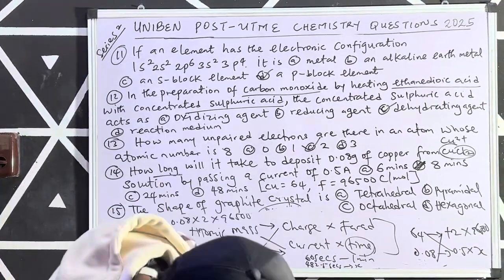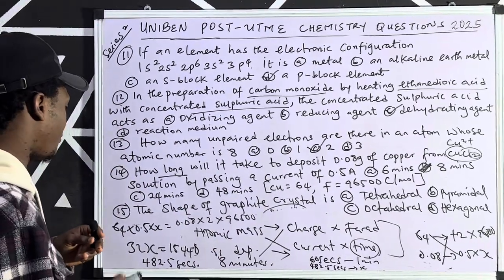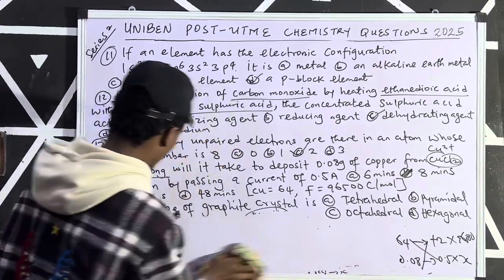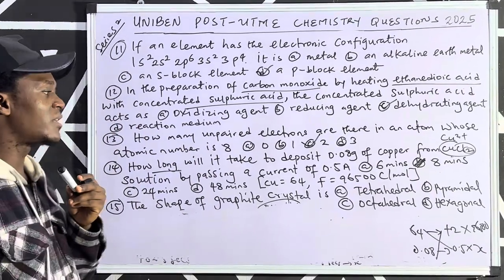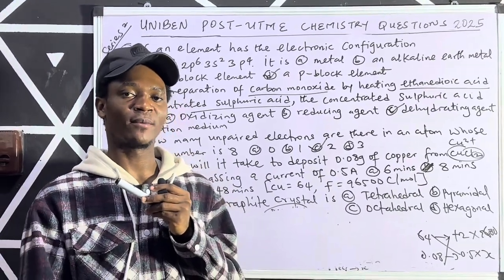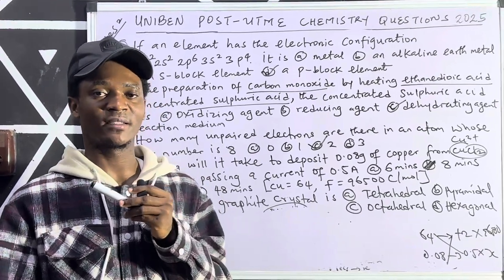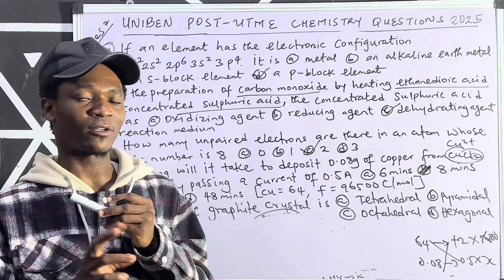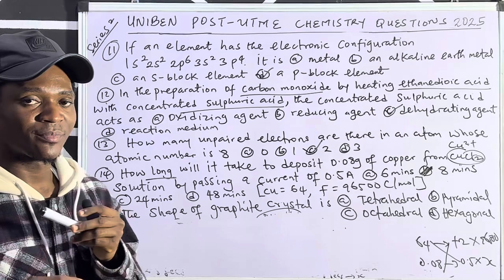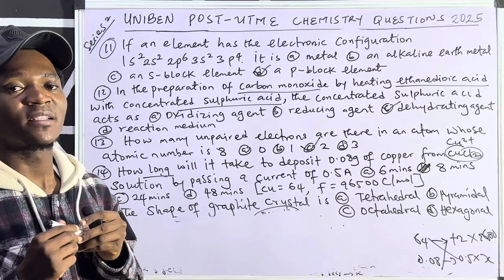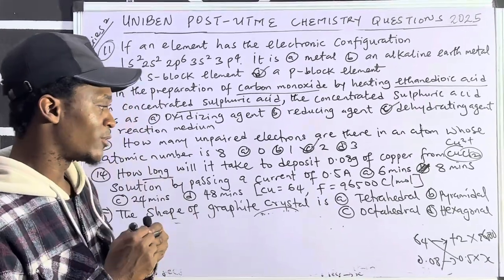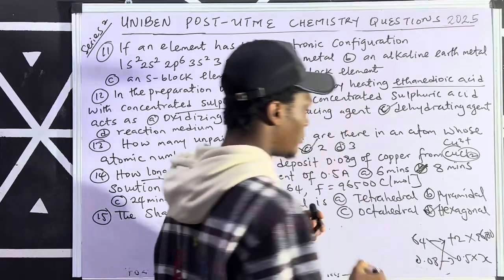Then next, let's look at question 15. Question 15, we are asked that the shape of graphite crystal is dash. You know that graphite is an allotrope of carbon, just like diamond is another allotrope. So graphite and diamond are both crystalline allotropic forms of carbon. They are asking for the shape of graphite. Now the shape of diamond is octahedral, while the shape of graphite is hexagonal. So the correct answer is option D.